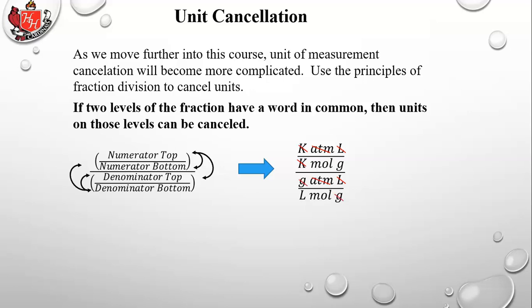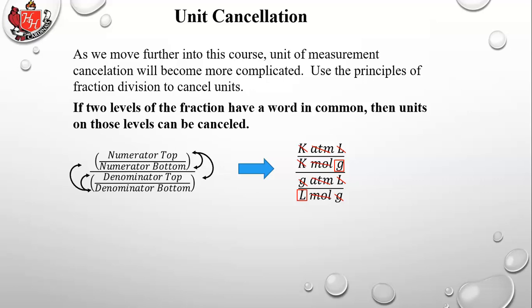Next we have grams. And we have grams down in the denominator top and also in the denominator bottom. Since they both have the word denominator in common, they can cancel. And moles. We have moles in numerator bottom and in denominator bottom. Since they both have the word bottom in common, they can cancel. So that leaves us with only two units that didn't cancel, the grams and the liters.